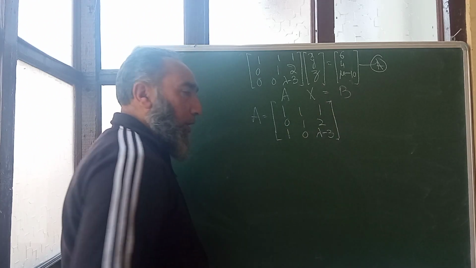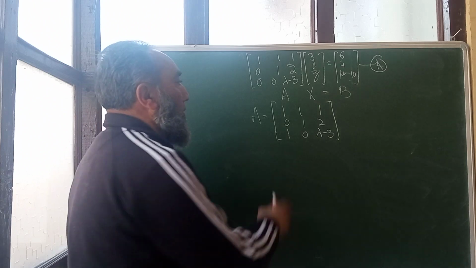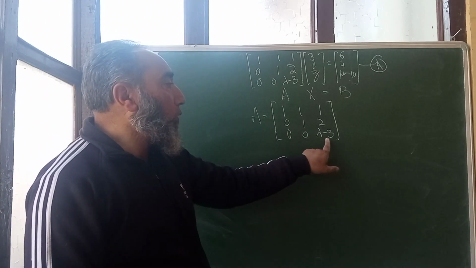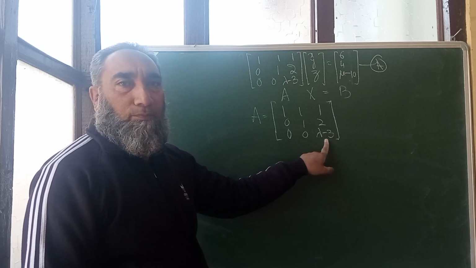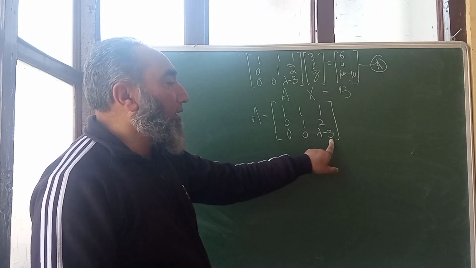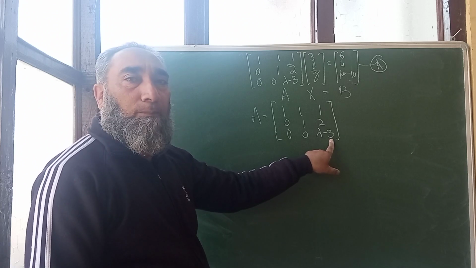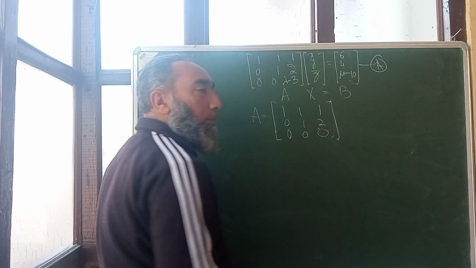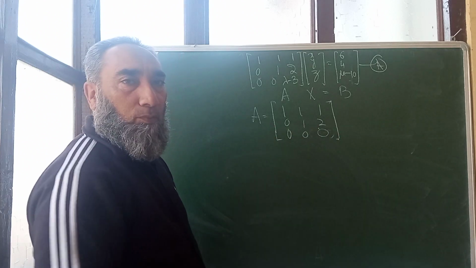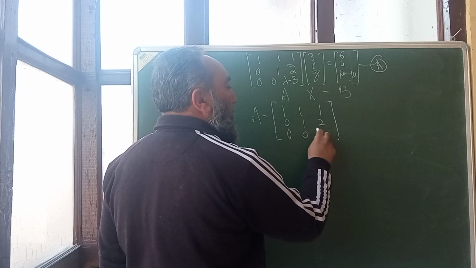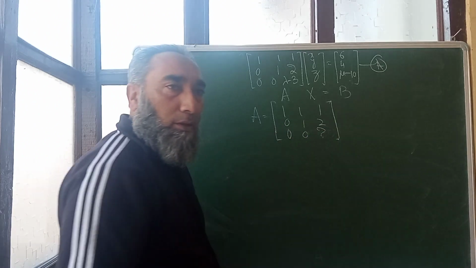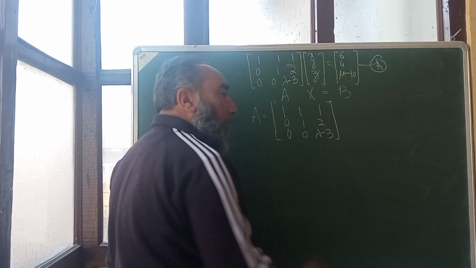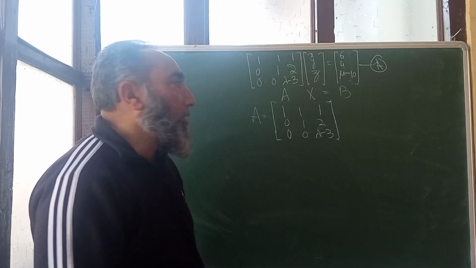See, rank of this matrix will be 2 if lambda minus 3 is 0. If lambda minus 3 is not equal to 0, then rank will be 3. If there is a 0 quantity over here, meaning lambda minus 3 is 0, then rank is 2. If there is a non-zero quantity over here, then rank is 3. So it depends on lambda minus 3, whether lambda minus 3 is 0 or lambda minus 3 is not equal to 0.